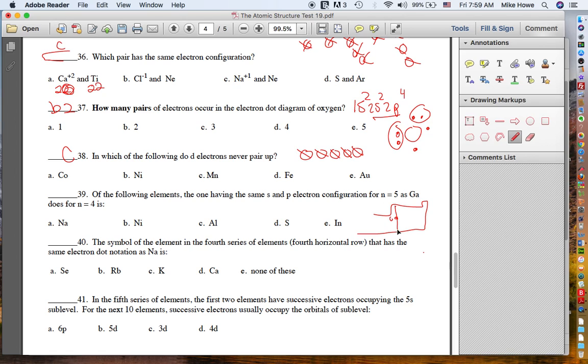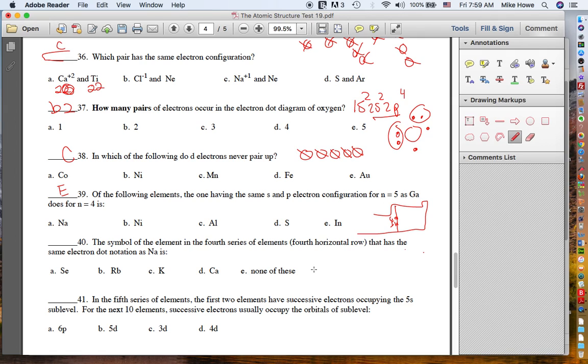Okay, so you're really looking for the one that's underneath it. It's in the 4th series, so underneath it in the 5th series is indium. So that's E. So they all have the same outer shell arrangement, except that the energy levels are different. So the 5th energy level will be the same as the 4th for the element that's right underneath gallium.